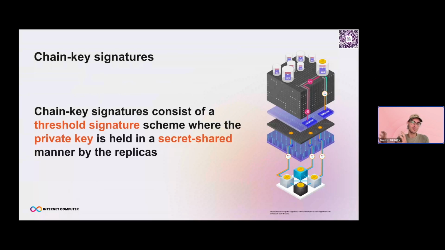This is needed for a canister to be able to hold assets. They need access to keys, and if they want to create transactions, they need access to a signature with those keys that they own or maintain. This is what we call chain key signatures. Chain key signatures consist of a threshold signature scheme where the private key is shared across the replicas of a subnet.